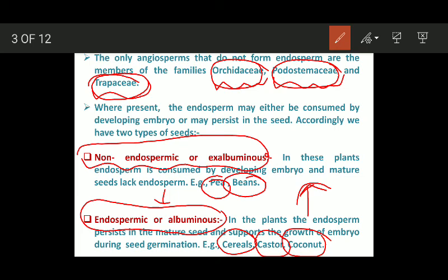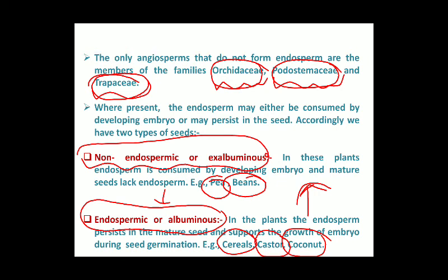तो 2 तरह के seeds होते हैं, non-endospermic. इन plants में क्या होता है? The endosperm is consumed entirely during the development of the embryo, and as such, the mature seeds lack the endosperm. And endospermic seeds are those plants in which the mature seed contains some part of the endosperm. That means the endosperm persists in the mature seed, and this endosperm supports the growth of the embryo during seed germination.